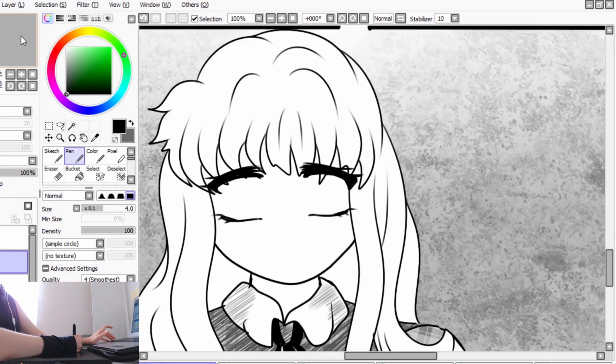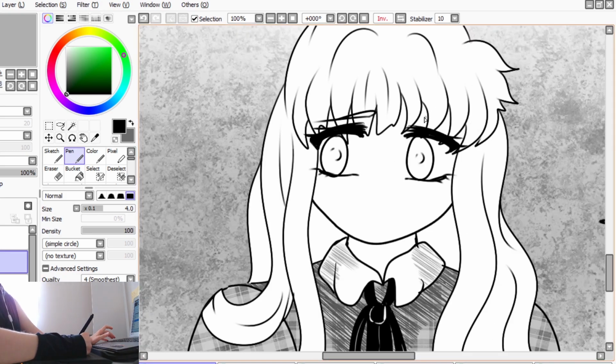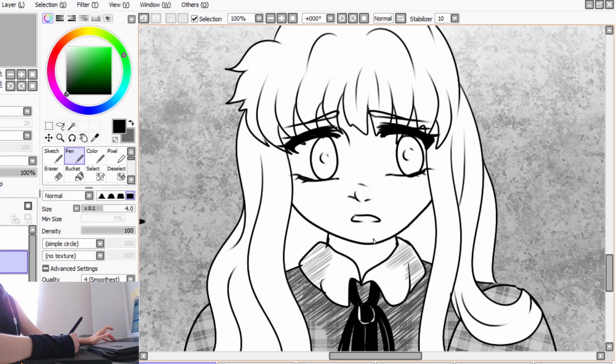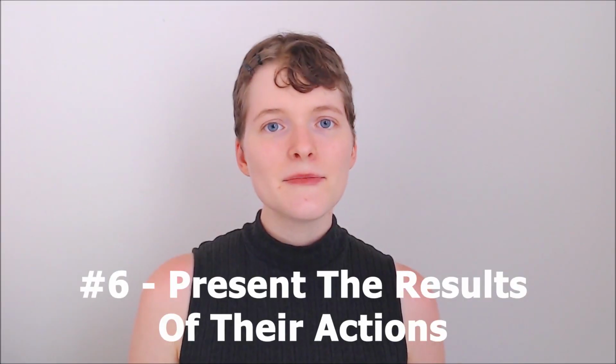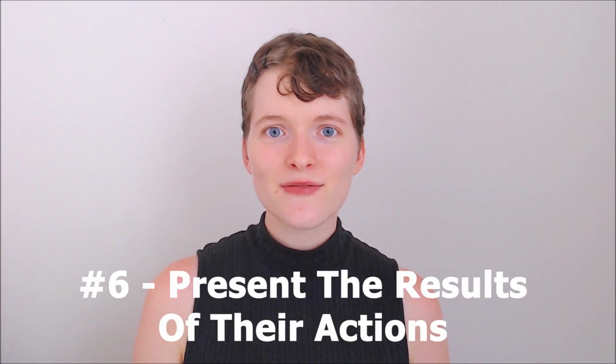It's also going to help to create a Deredere character who doesn't just fit the archetype, but also is someone who stands apart from that as a realistic character. I think it also helps your audience to care about them more because they will be able to relate to what that character is experiencing. My sixth tip is present the results of their actions.